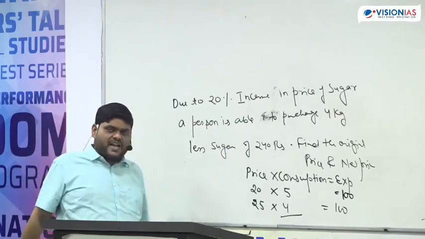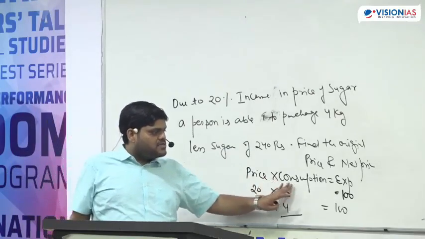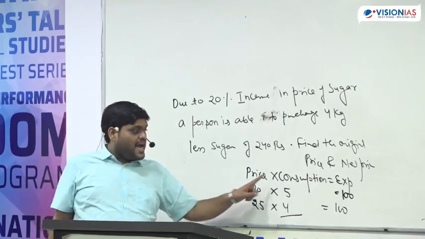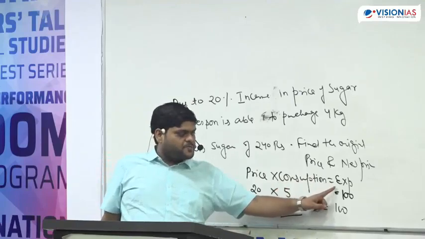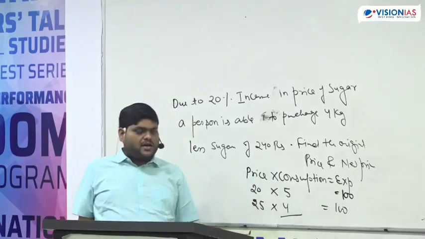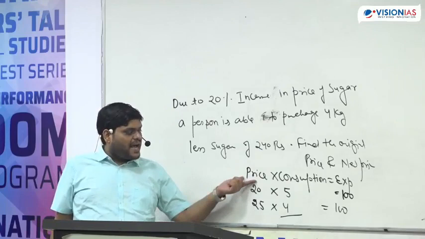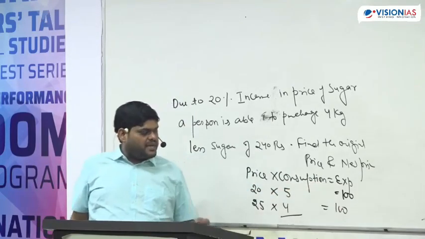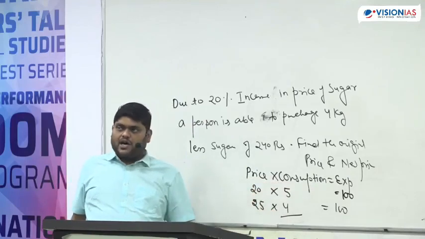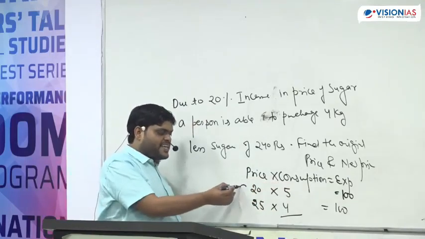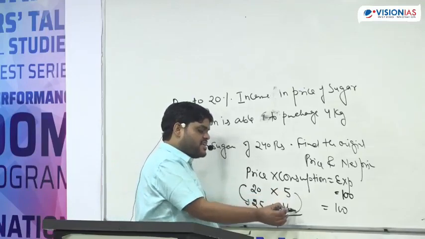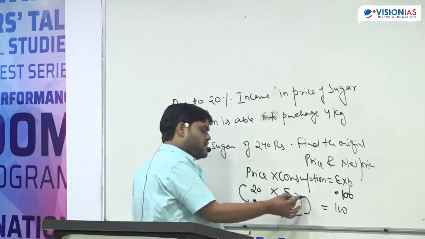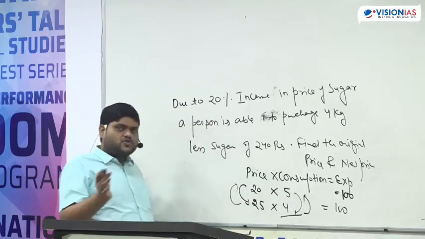So what I was explaining, that price into consumption is equal to expenditure. So if price is 20 rupees, consumption is 5 kg, expenditure becomes 100 rupees. But when prices increase, if still the expenditure is 100 rupees, so consumption should decrease. So this is vice versa. If price is increasing, consumption is decreasing. Or if consumption is increasing, the price is decreasing. So both ways it is true.